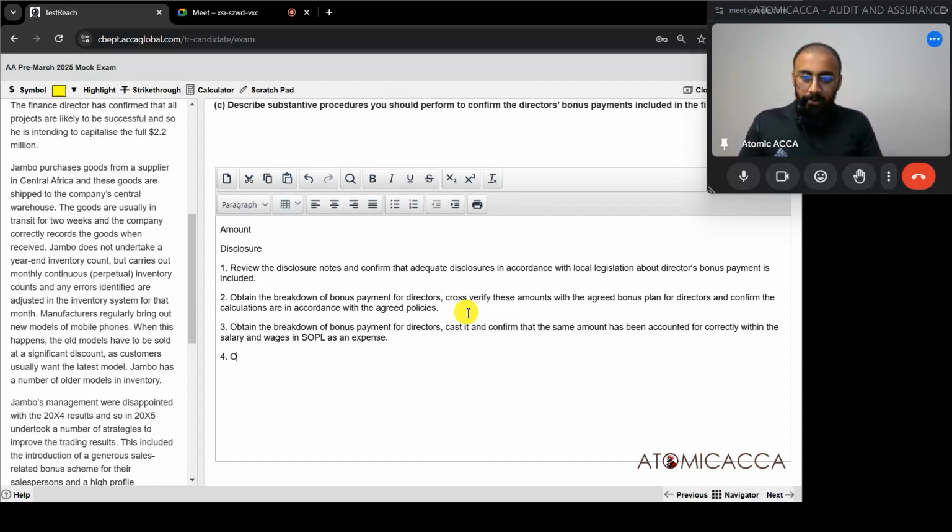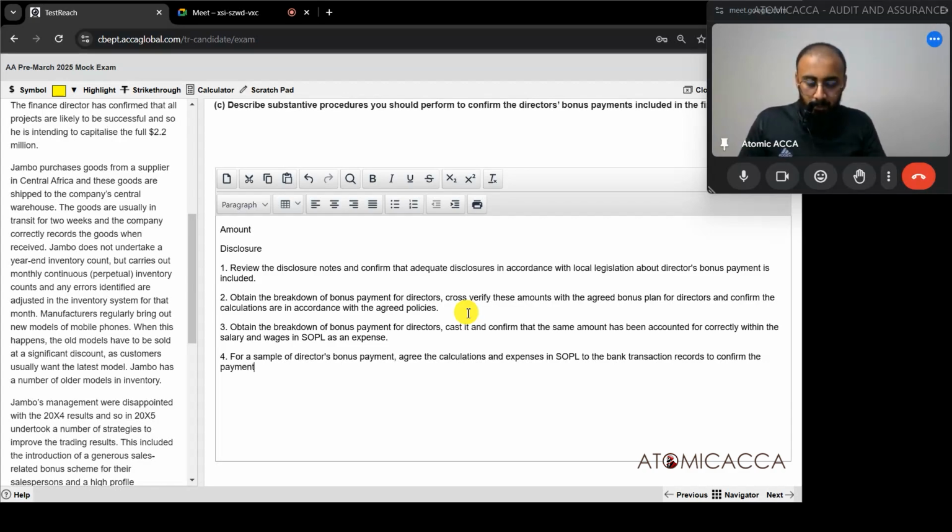4. For a sample of directors bonus payment, agree the calculations that I found out, then agree the calculation and expense in SOPL to the bank transaction records to confirm the payment. And we're not only checking whether payment is made or not, I want to see whether it's made to the correct account or not.